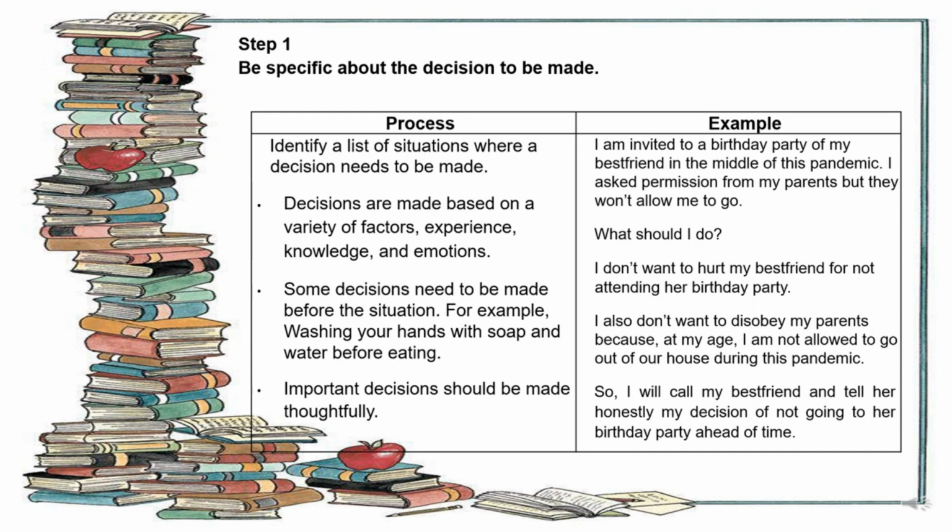Important decisions should be made thoughtfully. Example: I am invited to a birthday party of my best friend in the middle of this pandemic. I asked permission from my parents, but they won't allow me to go. What should I do? I don't want to hurt my best friend for not attending her birthday party. I also don't want to disobey my parents because, at my age, I am not allowed to go out of our house during this pandemic. So, I will call my best friend and tell her honestly my decision of not going to her birthday party ahead of time.